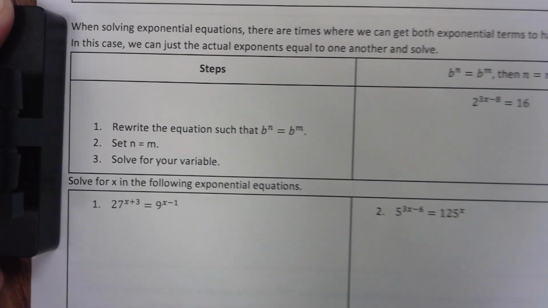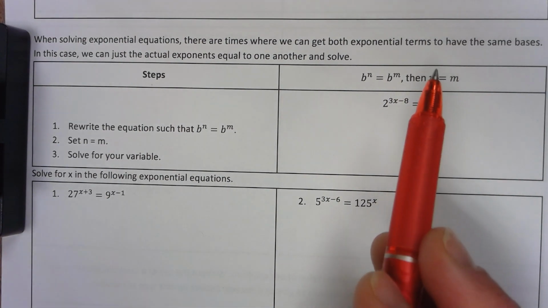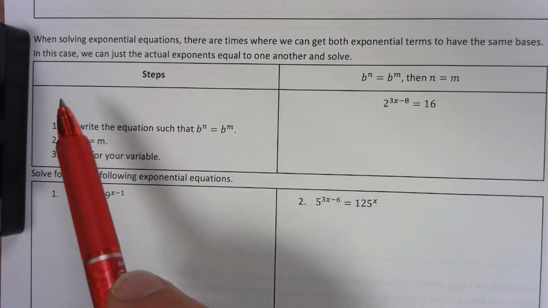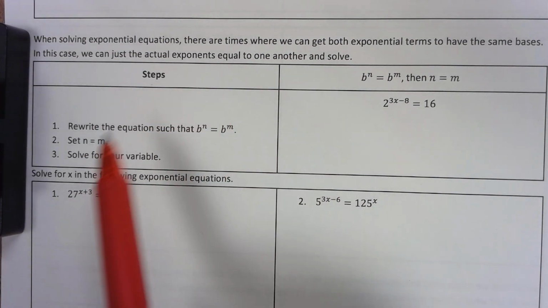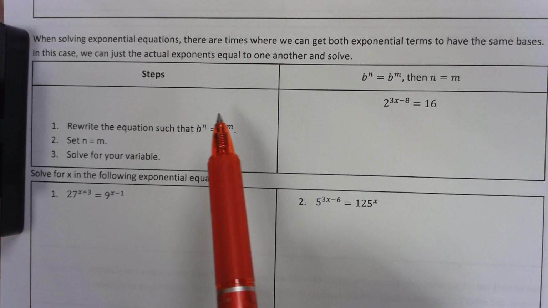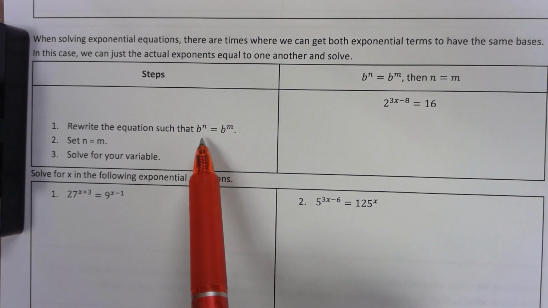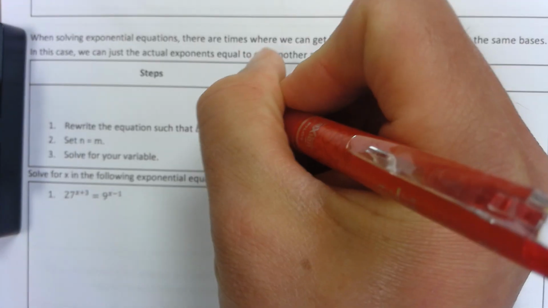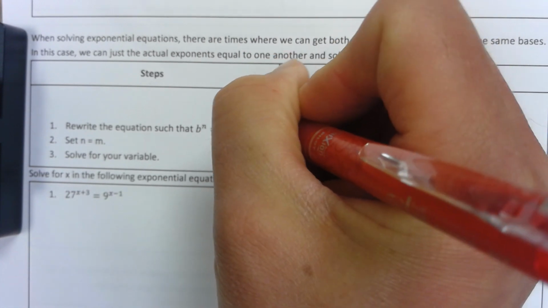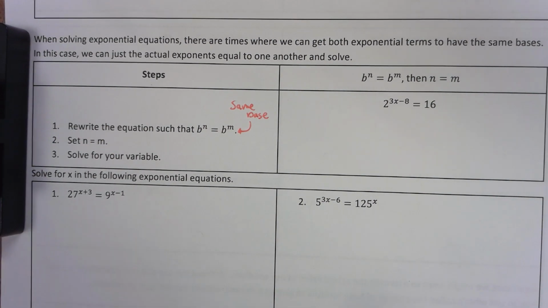So when solving exponential equations, there are times that we can get both exponential terms that have the same base, just like we did in the opener. In this case, we can just set the actual exponents equal to one another and solve. And that's, again, what we just did in the opener here. Okay, so first step, rewrite the equation so that we have the same base. That's really the main thing to take away from here, is that this is the same base. Then set the exponents equal to each other and solve from there. Okay, but getting to that same base is key to all of this.